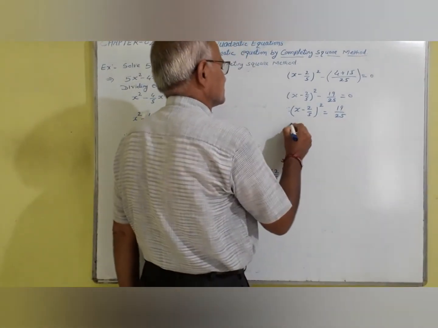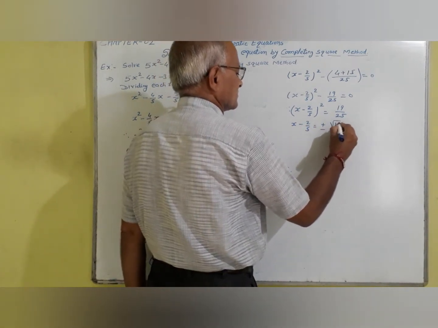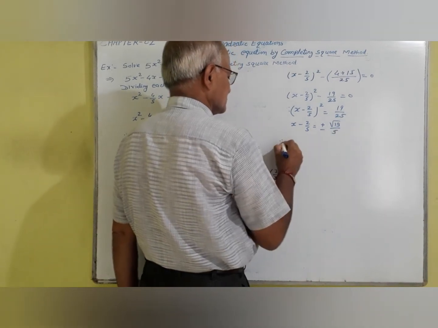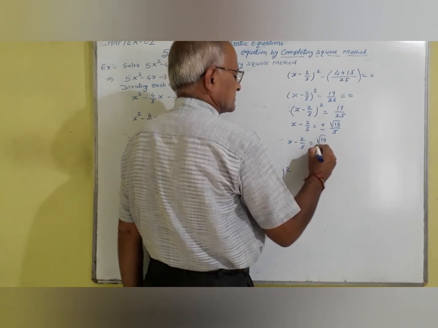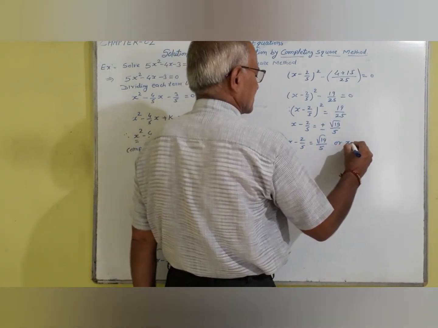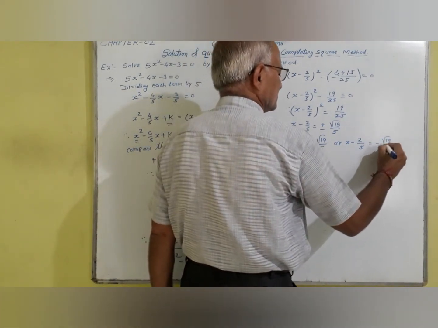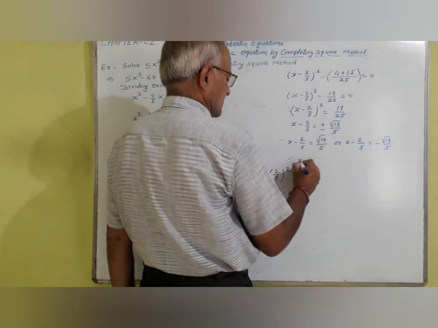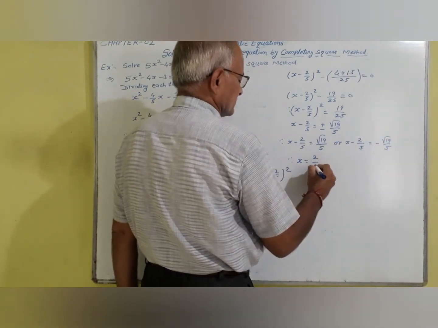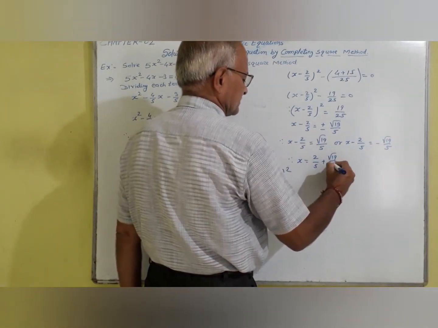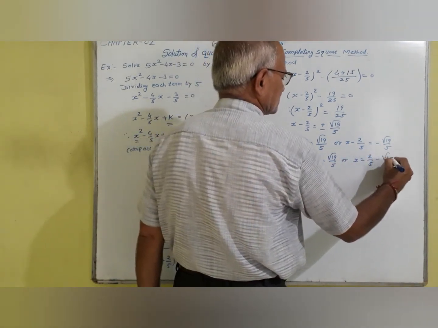Taking square root, x - 2/5 is equal to plus or minus square root of 19 upon 5. Therefore, x - 2/5 is equal to plus square root of 19 upon 5, or x - 2/5 is equal to minus square root of 19 upon 5. Therefore, x is equal to, taking minus 2/5 to the right side, it becomes plus 2/5 plus square root of 19 upon 5, or x is equal to 2/5 minus square root of 19 upon 5.